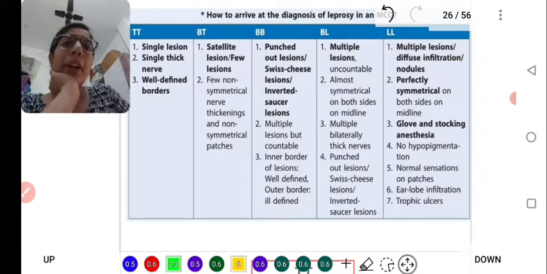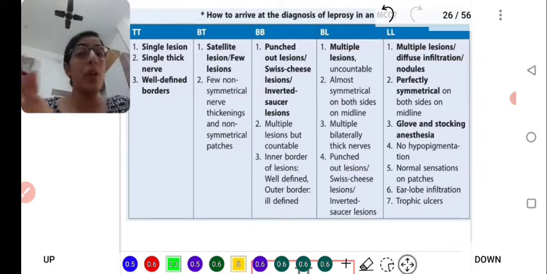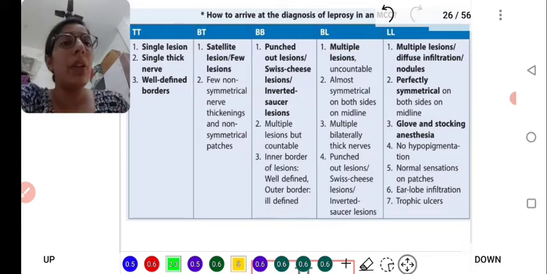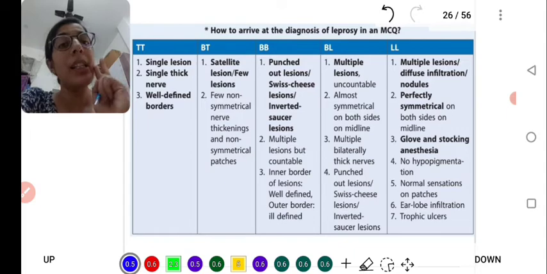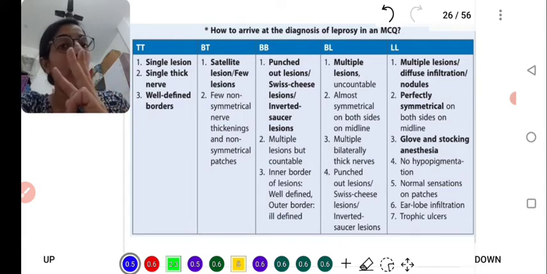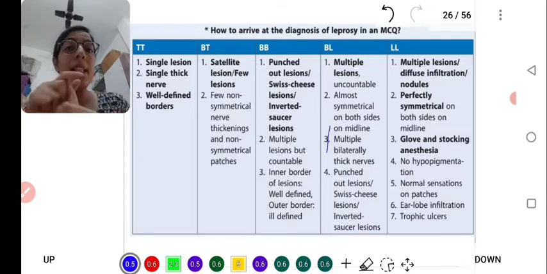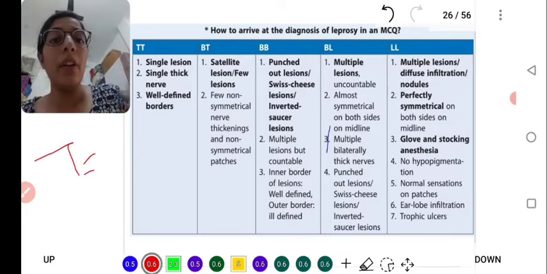So I already told you in the above section that there are borderline tuberculoid, borderline lepromatous, and tuberculoid. When you read about this, in tuberculoid there is only a single lesion, a single nerve involved, and well-defined borders. These three features say this is tuberculoid. Remember, T represents three. T for 3.